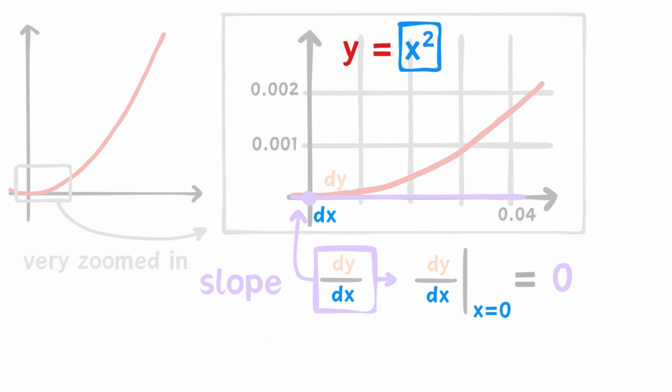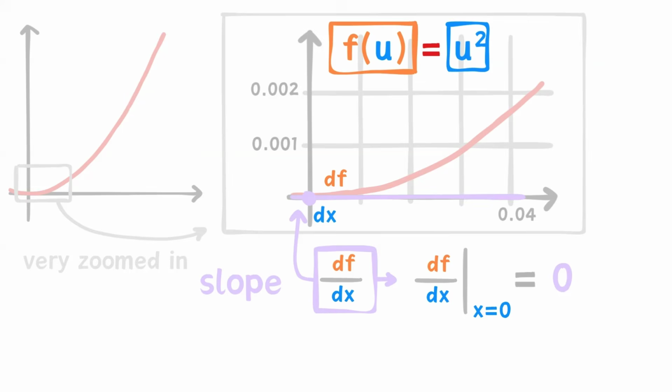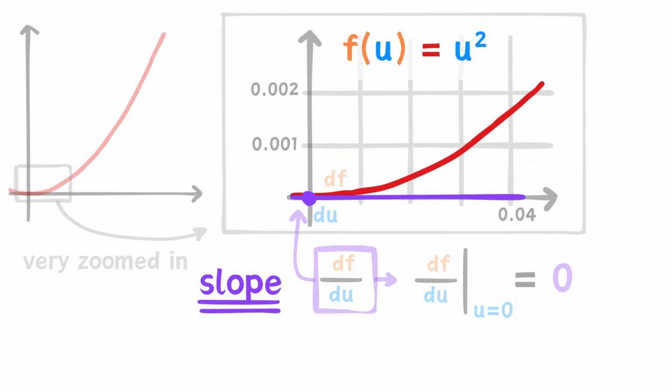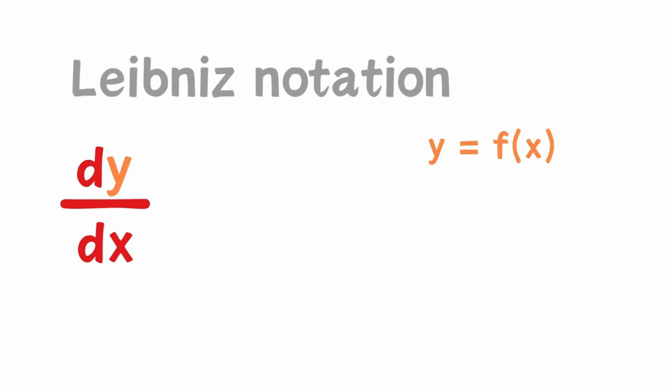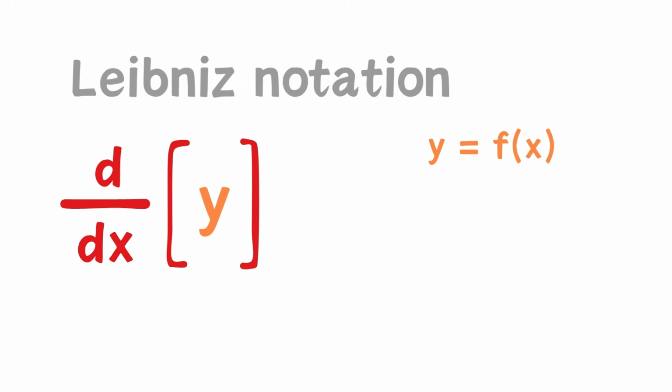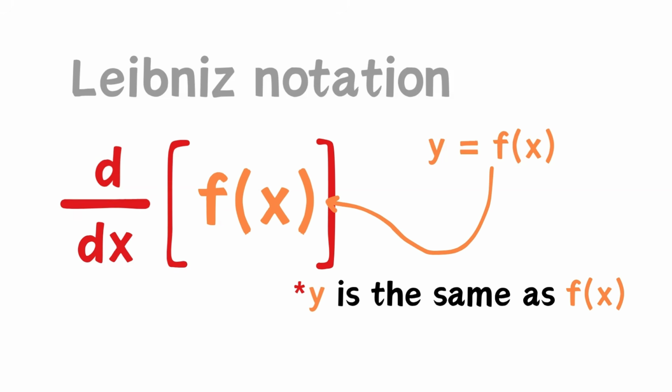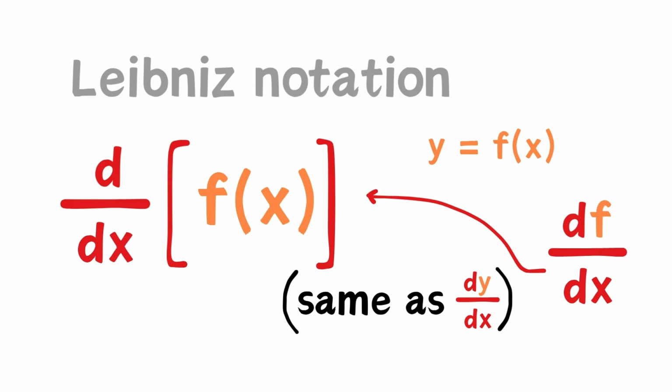Now, the x and y are just variables in function names, so we can change this. Instead of y, let's say f of u equals u squared. If we wanted to take the derivative of f with respect to its input, u, we can notate this as df over du. Now, sometimes you will also see the Leibniz notation used as an operator. Here, we're applying the derivative operator to the function f of x. Really, this is the same as df dx, just different ways to notate the same concept. Okay, so that's a little bit about the Leibniz notation.